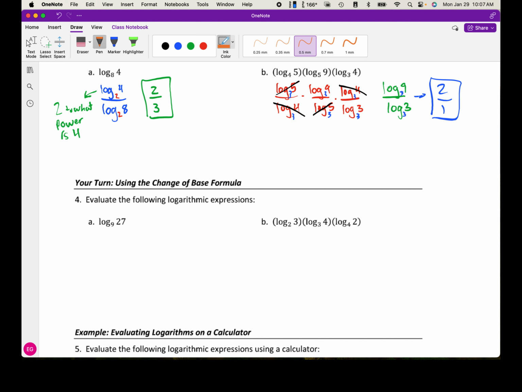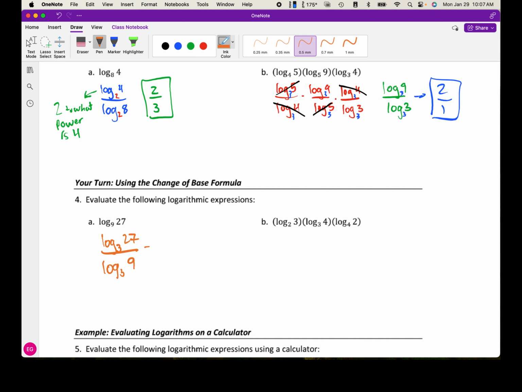All right, log 9 of 27. So 9 and 27, I can't raise 9 to a power and get 27 easily. I totally can, but not right away. But they both have 3 as a nice base, right? 3 squared is 9, and 3 to the third is 27. So I'm going to change the base to 3 and do log 3 of 27, so log of the inside, divided by log of the old base.